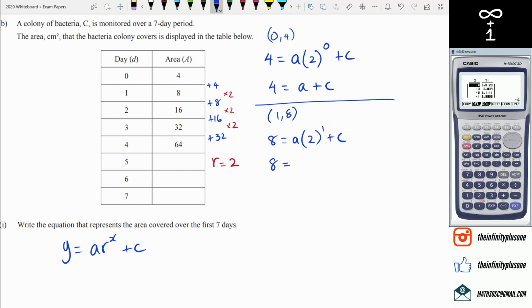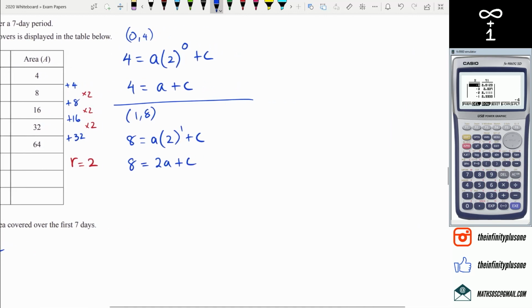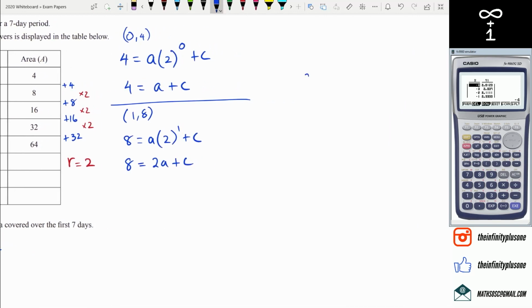So I'm going to get 8 equals 2a plus c. So at this point, I've actually got 2 simultaneous equations: a plus c equals 4, and 2a plus c equals 8. So at this point, I could subtract the 2 equations. 2a minus a is a, c minus c is 0, 8 minus 4 is positive 4. So that basically means a is equal to 4.